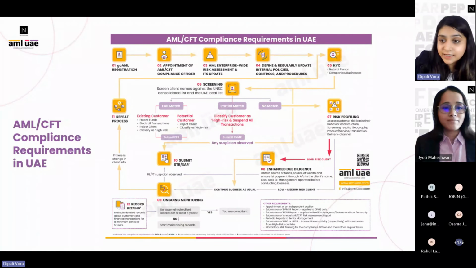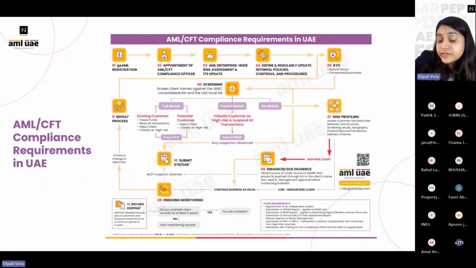So that will have KYC. KYC as in what all documents we are going to seek from them, what information we will seek from them. So this is the topic that we are going to discuss more. So I'll move on to point number 6, which is screening.